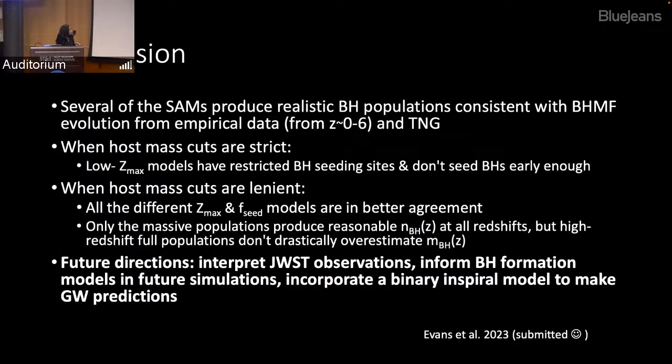So to conclude, several of the SAMs produce realistic black hole populations. When the host mass cuts are strict, this restricts the black hole seeding sites and prevents them from seeding black holes early enough. Versus when they're lenient, the model results at high redshifts show that the black holes that are less than 10^5 solar masses are going to be prime targets for LISA.